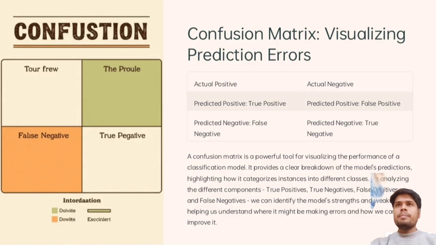A confusion matrix is a powerful tool for visualizing the performance of a classification model. It provides a clear breakdown of the model predictions, highlighting how instances are categorized into the different classes. By analyzing the different components, true positive, true negative, false positive and false negative, we can identify the model's strengths and weaknesses and understand where it might be making errors and how it can be improved.